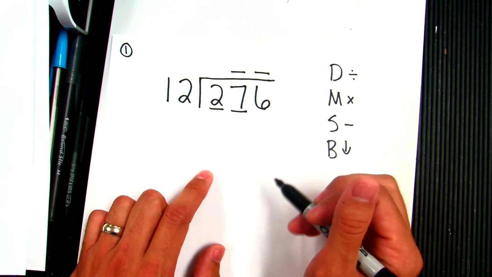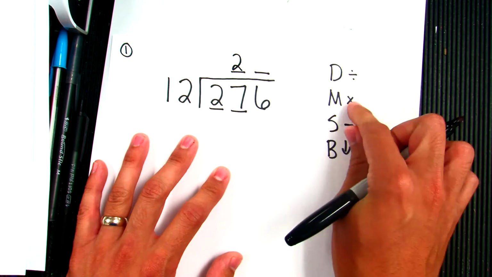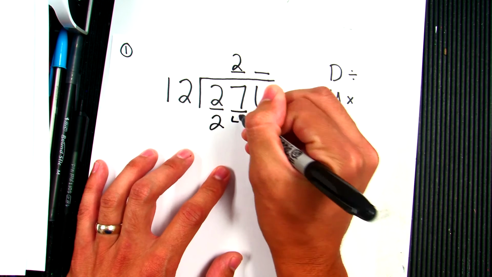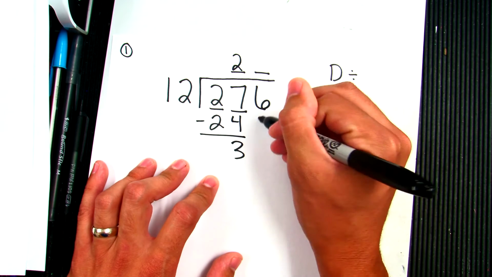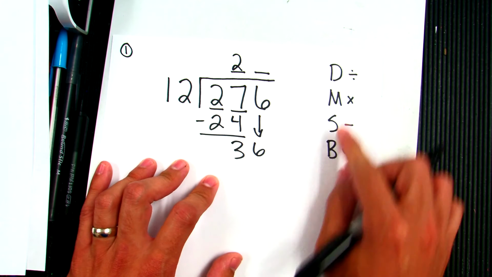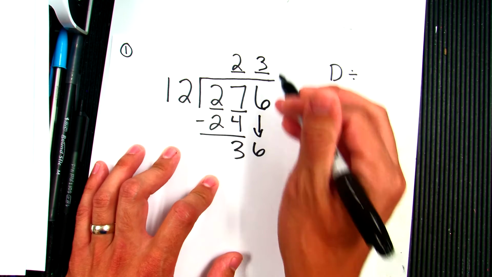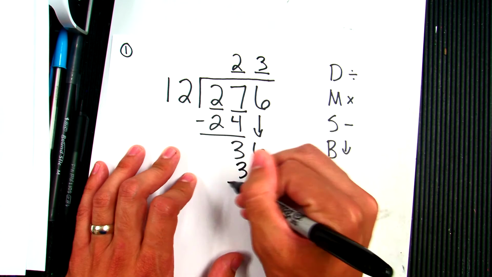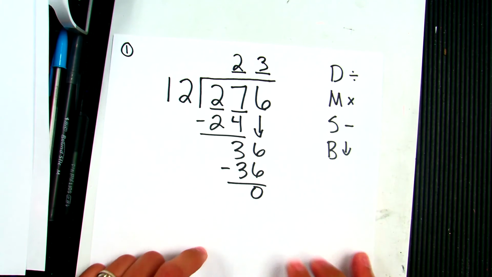27 divided by 12, that is a basic multiplication fact. That is 2. I'm going to multiply: 24, subtract: 3, and then bring down my 6. So I start my process all over again. Divide, 36 divided by 12, 3. Multiply, 36. Subtract, bring down. There's nothing else to bring down, so I am done.